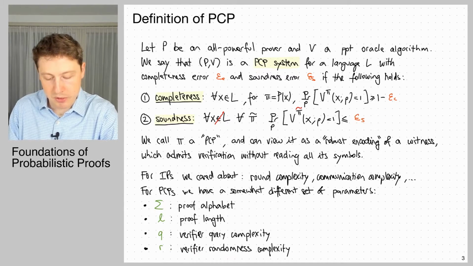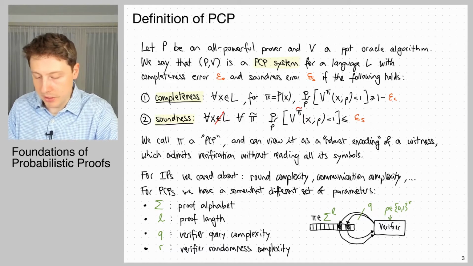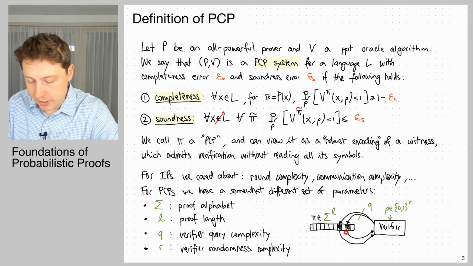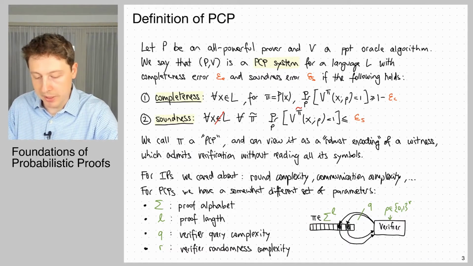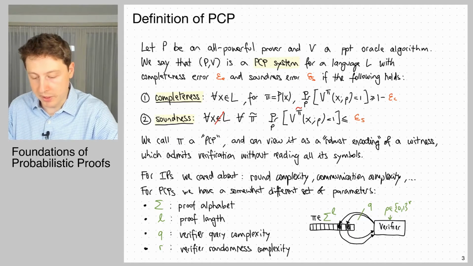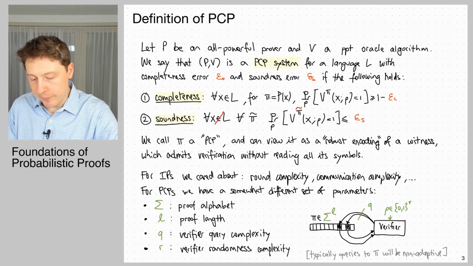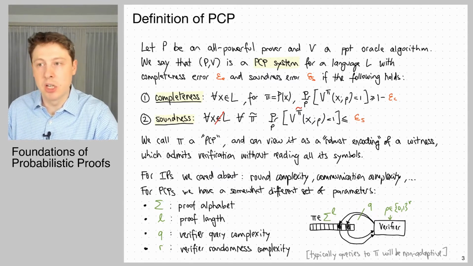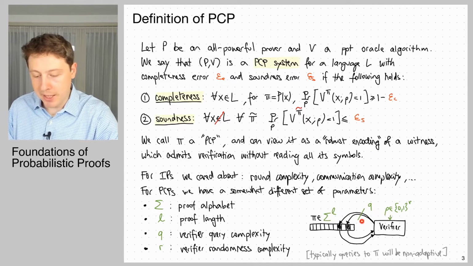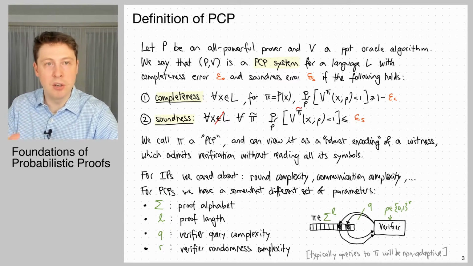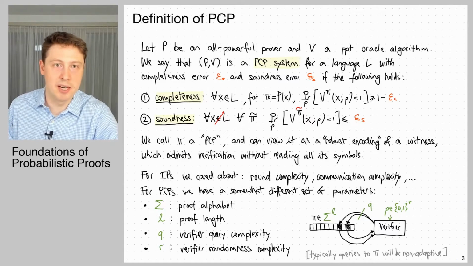And the randomness complexity. Pictorially, it looks something like this, right? The prover has written down some string that is in sigma to the L. That is the proof string. And the verifier receives some randomness, r many bits, and makes this many queries to the proof and gets back answers. Typically, we will generally be working with so-called verifiers that are non-adaptive. It means that they make up their mind about the entire query set, send off the queries, get back the answers, and just decide accept or reject.